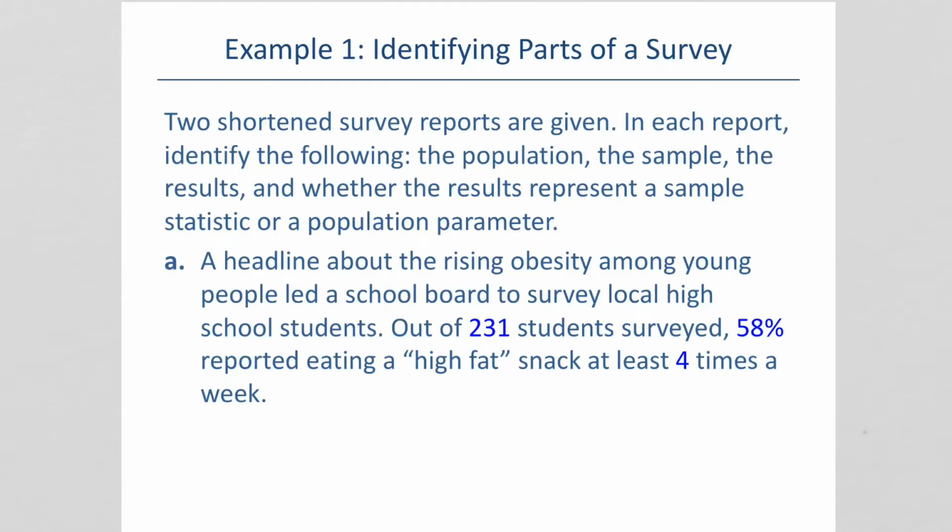Two shortened survey reports are given. In each report, identify the following: the population, the sample, the results, and whether the results represent a sample statistic or a population parameter. A headline about the rising obesity among young people led a school board to survey local high school students. Out of 231 students surveyed, 58% reported eating a high-fat snack at least 4 times a week.